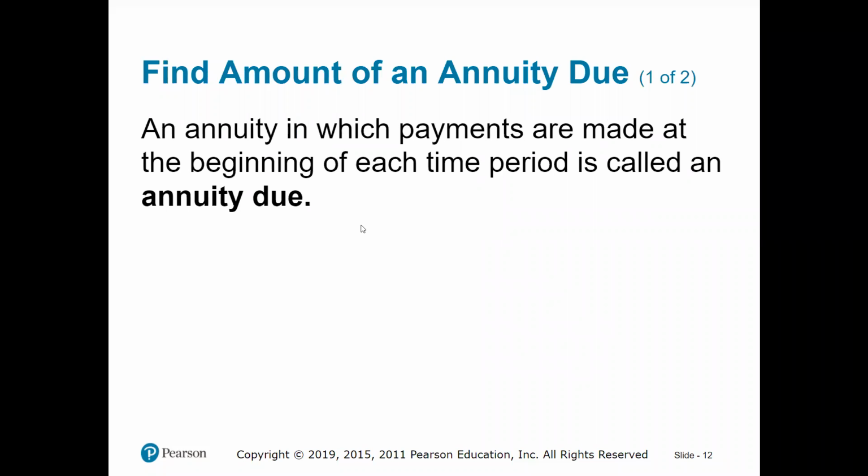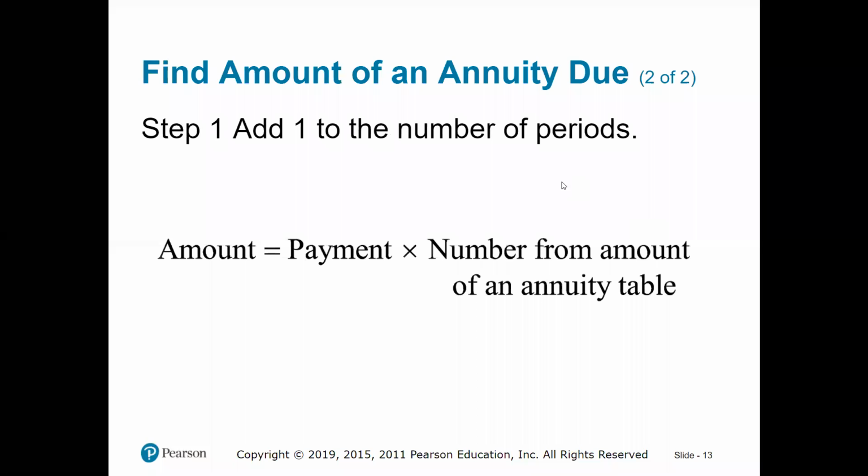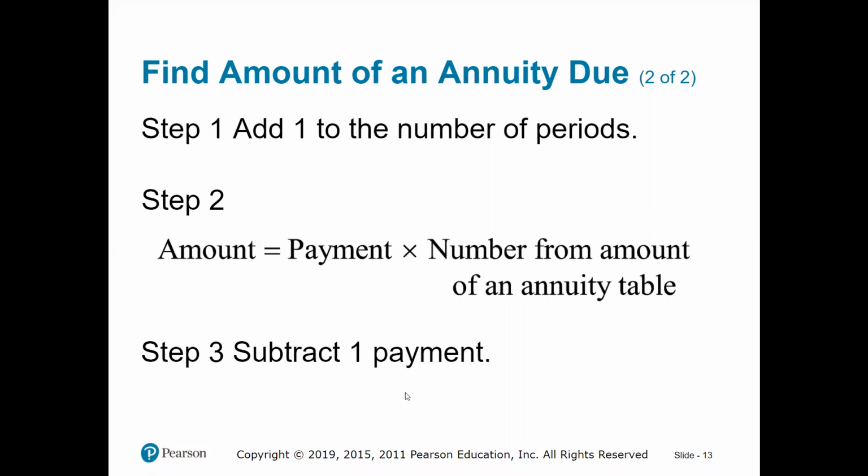Okay. All right. Find the amount of an annuity due. An annuity in which payments are made at the beginning of each time period is called an annuity due. So step 1, add 1 to the number of periods. Step 2 then is payment times the number from the amount of an annuity table. And step 3 is subtract 1 payment.